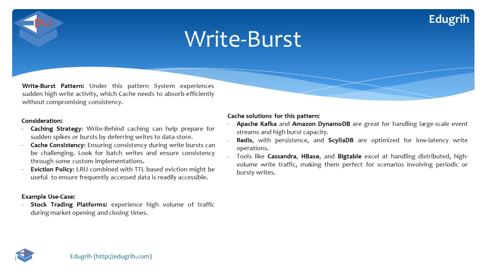Cache solutions for this pattern: Apache Kafka and Amazon DynamoDB handle large-scale event streams and high burst capacity, and are known to handle them efficiently. Redis with persistence and ScyllaDB are optimized for low latency write operations.